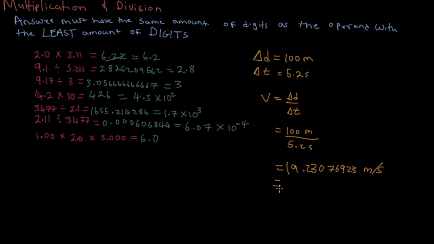So obviously we're going to have to write this to a certain amount of significant figures. Since we want to write to 2 significant figures, we will just need the first 2 digits. So that means we would just drop all this, and our answer becomes 19 meters per second. Keep in mind too, this number can also be written as 1.9 times 10 to the 1 meters per second.